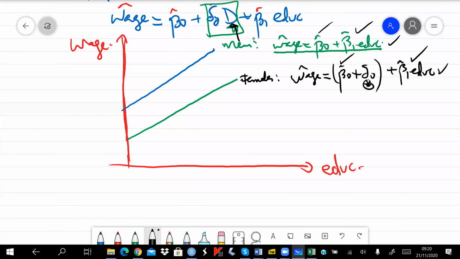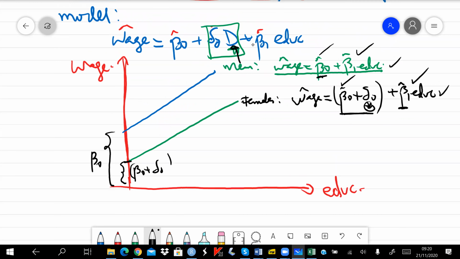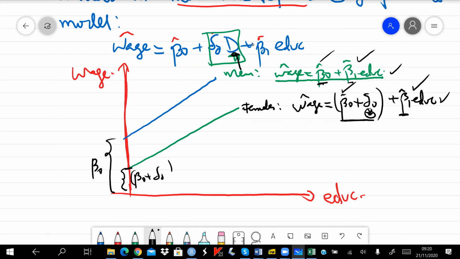So basically that should be it. If you set this one, it will be your beta naught plus delta naught. That's for the females. And then this length here will be beta naught. Delta naught can be plus or minus. In this case, it looks like a negative value, so this value here is smaller than the value there. But the slope is the same. This is the slope of each of the lines. So that's why the two lines are parallel.